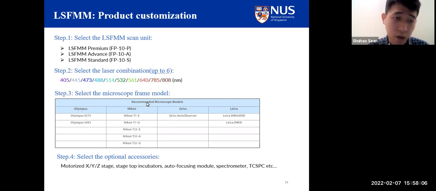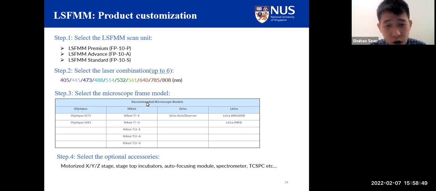And our scan unit can be adaptable to most of the commercialized microscope frames, such as Olympus, Nikon, Zeiss, and Leica. This inverted microscope model can be directly adapted to our scan unit. Currently, we have only designed the scan box for inverted microscopes, but later we will come up with a solution for the upright microscope. And we can also provide additional accessories such as a motorized XYZ stage and stage top incubators if we want to do live cell imaging.